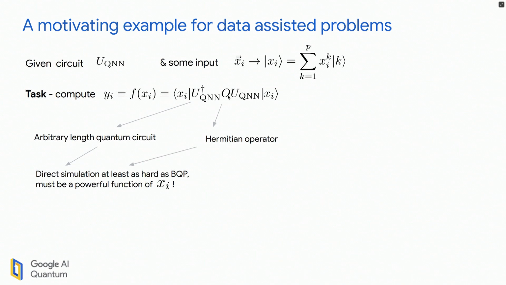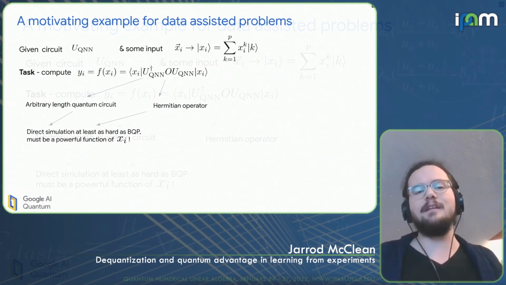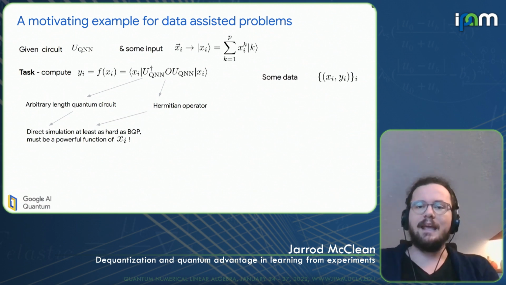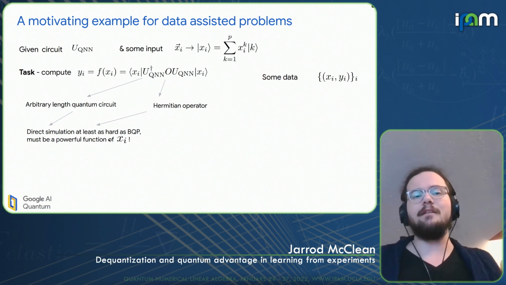it's just an arbitrary Hermitian operator. Direct simulation of this has to be at least as hard as BQP. And we think because it's arbitrarily long, I could actually make it much harder than that. But basically, we're going to say clearly this is a very powerful function of x. And now I'm going to change the setting a little bit.